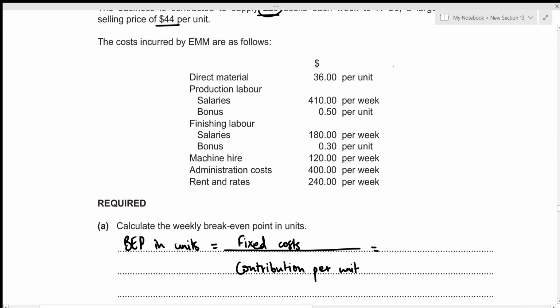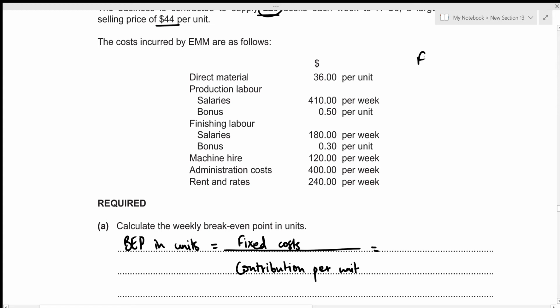So from the given list of information, we can see that the costs are either per unit or per week. Whenever the costs are per unit, it means that it is a variable cost varying with each unit produced, right? And if you're given the cost as per week, it means that this is fixed for the week no matter how many products are produced. So these are the fixed costs.